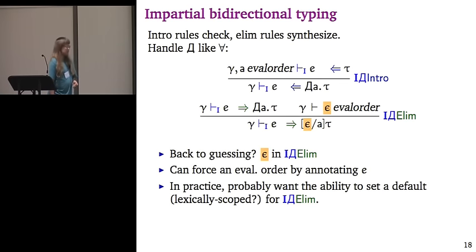The problem here is that this epsilon, again, could be V, it could be n, it could be another evaluation order variable. And you don't necessarily know what you want at this point. You can always force some particular evaluation order by putting an annotation around E, but you clearly don't want to do that everywhere. So in practice, you'd probably want some way of setting a lexically scoped default evaluation order.